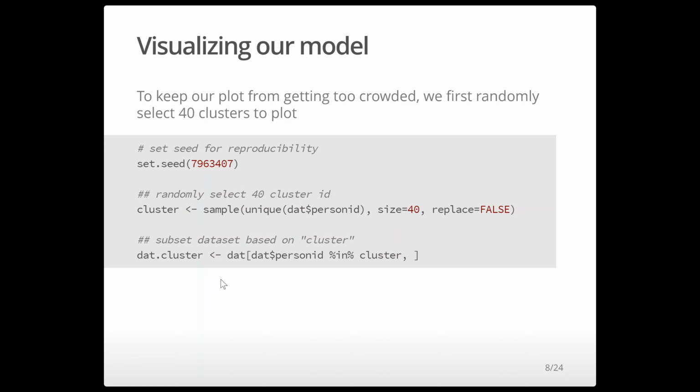And then to subset our actual data based on the samples that we've chosen, we can use this in function and the square brackets. So what this is saying is we want the person IDs that match the person IDs in cluster, and we want to subset our data based on those cluster IDs. And so this is going to be more than 40 rows, but it's going to be all of the observations that match our 40 randomly selected person IDs.